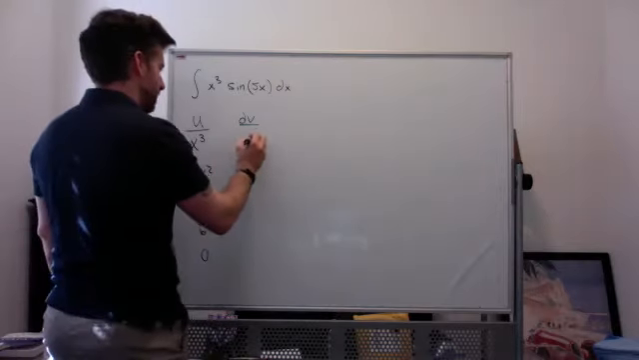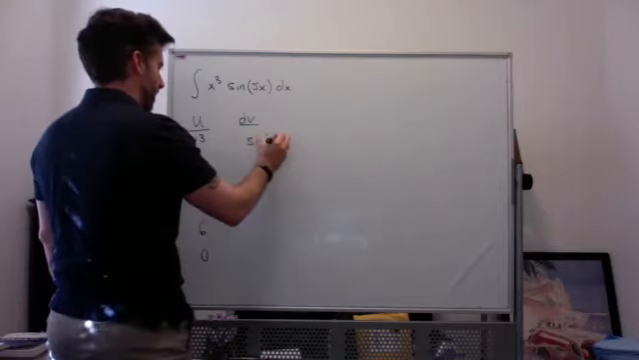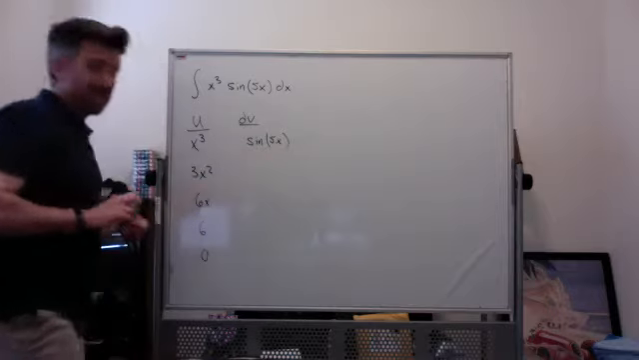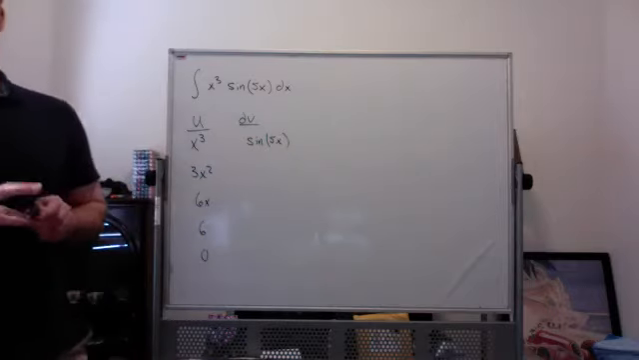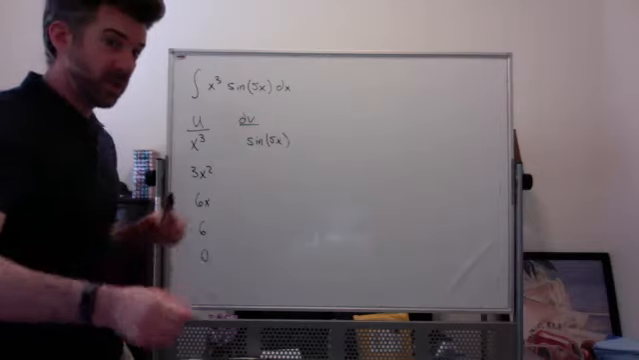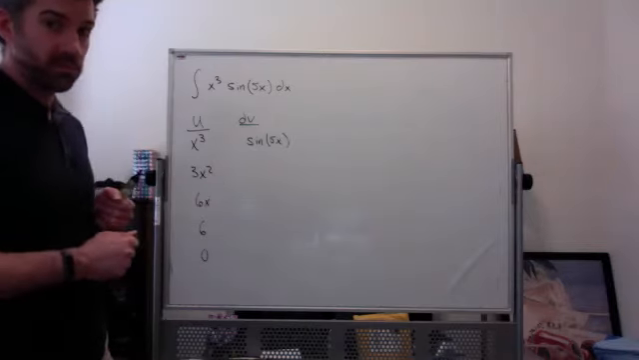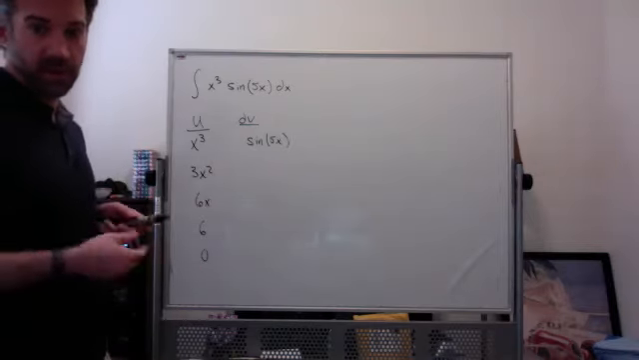So if my dv is sine of 5x, what's the antiderivative going to be? First of all, let me ask you, is it going to be positive cosine or negative cosine? You can just put a plus or a minus in the chat if you want.